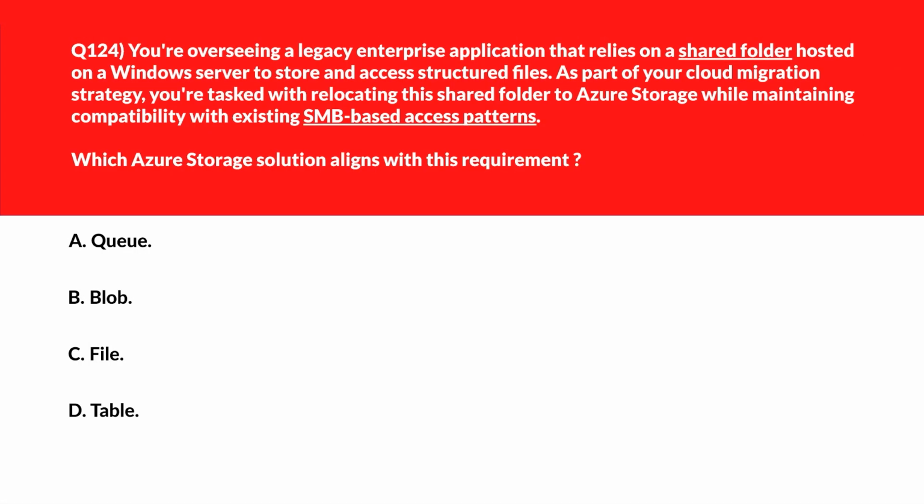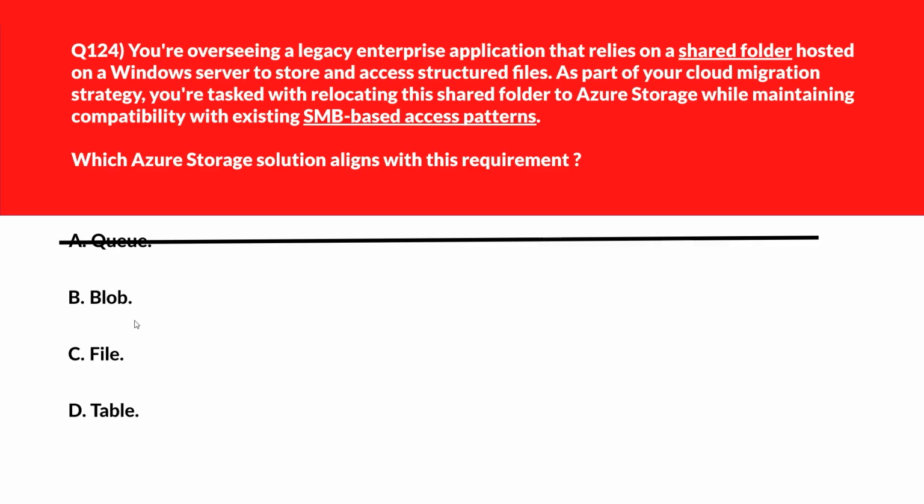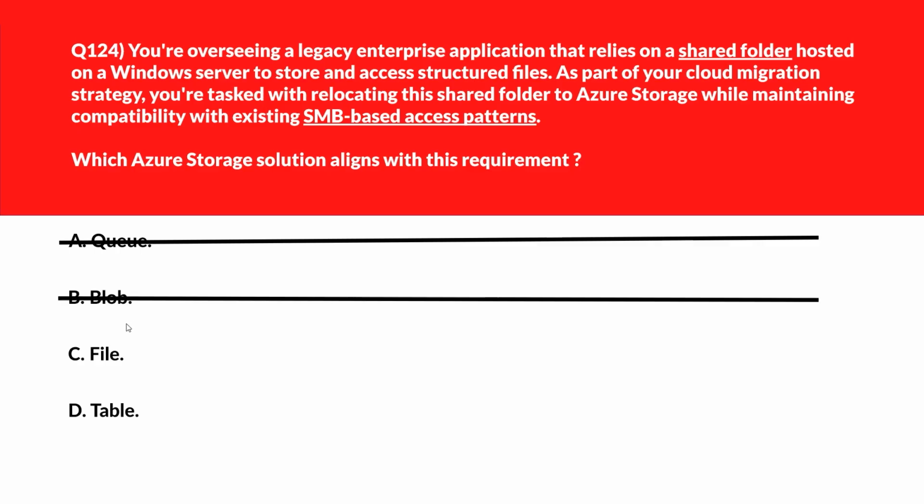Alrighty, now let's look at this. Again, we have a SMB based access patterns, so you might be already guessing the answer, which we have discussed in previous question. Option A says queue. Queue storage is used for passing messages between components, not for storing or accessing shared folder files. Wrong answer. We'll move to B. B says blob. Blob storage is optimized for object storage and lacks native SMB access for shared folders. Will reject it. We'll move to C.